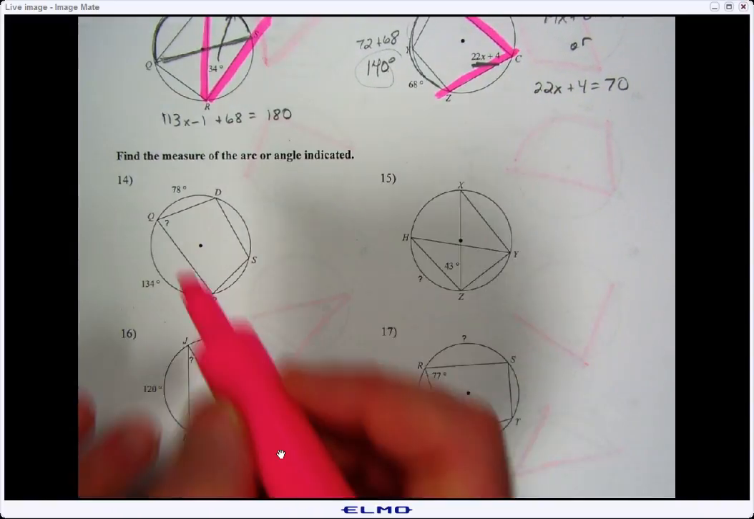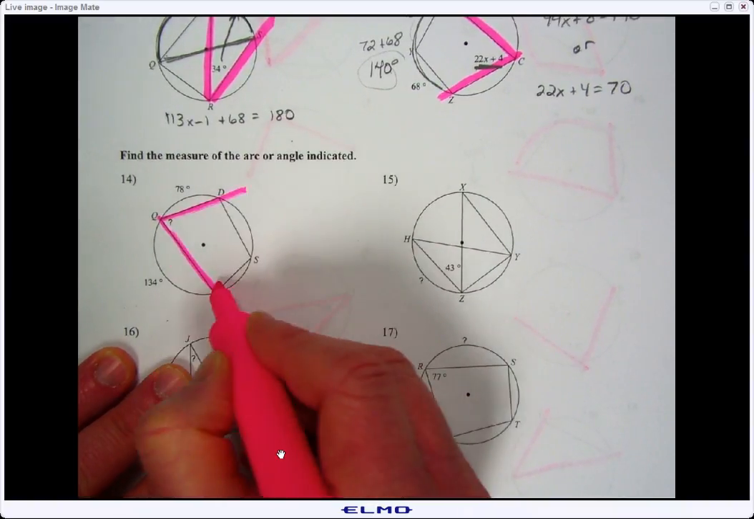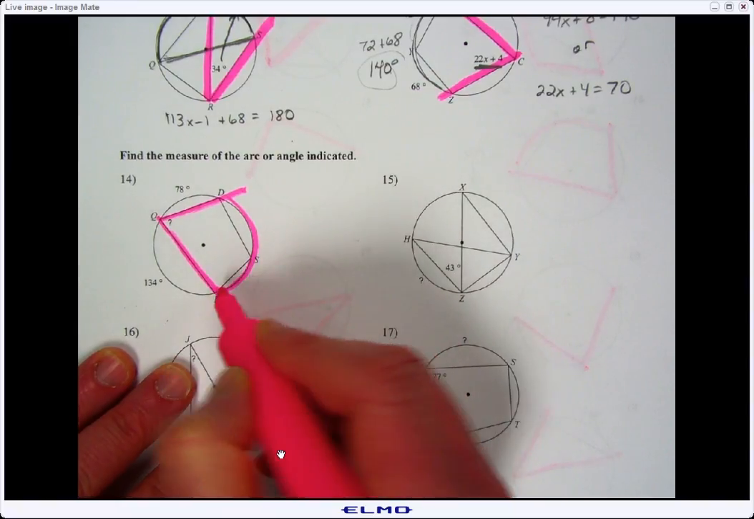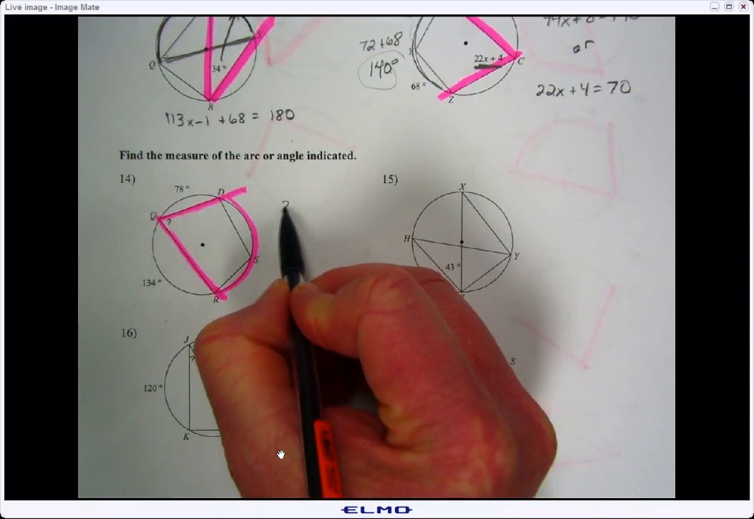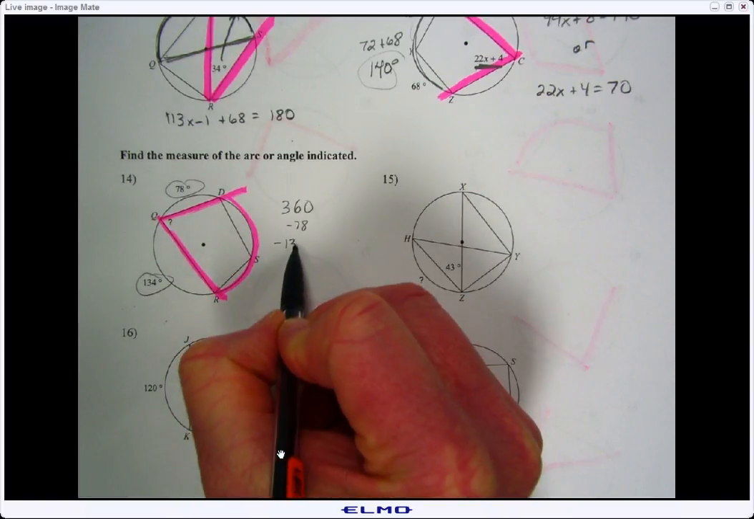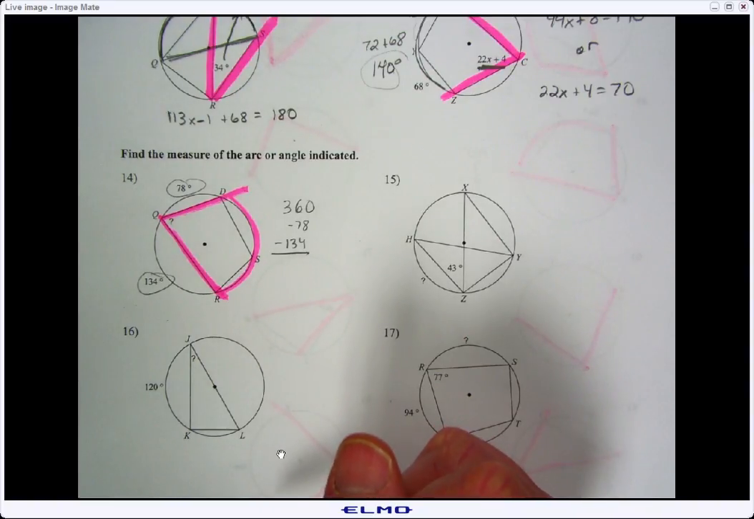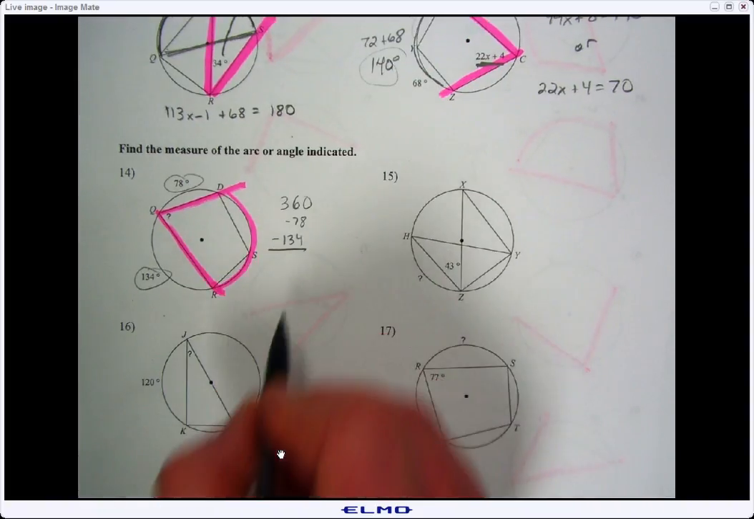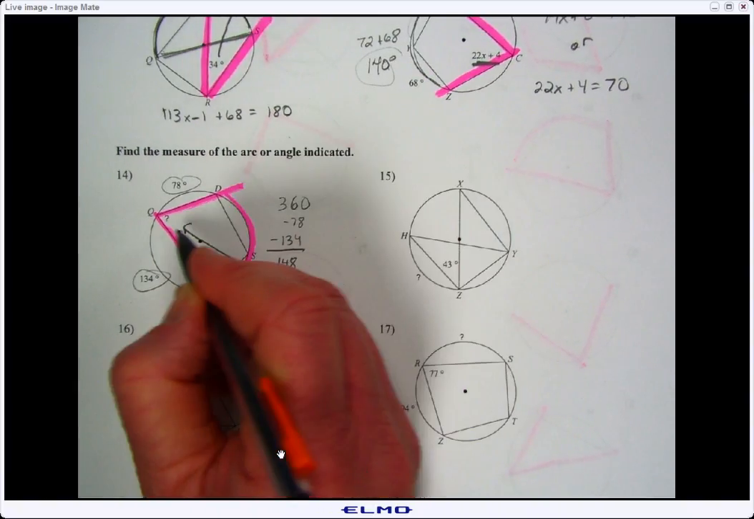All right, this one not quite as clear. We have to do a little investigating. So I need to know this arc right here to be able to figure out that inscribed angle. Well, I know the whole circle is 360. I can take away 78 and take away 134, and that's going to give me the part that I'm missing, which is 148. So half of 148, 74.